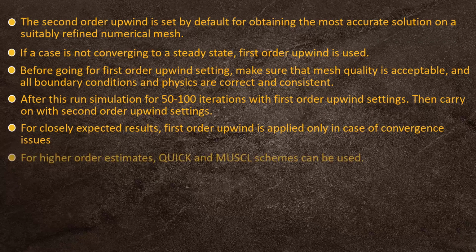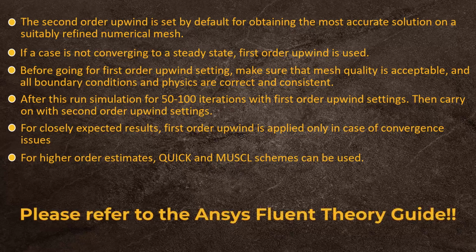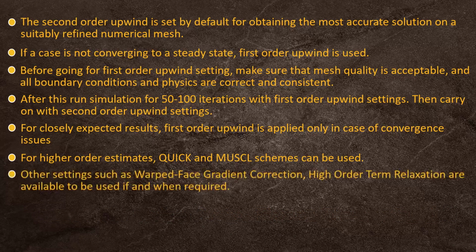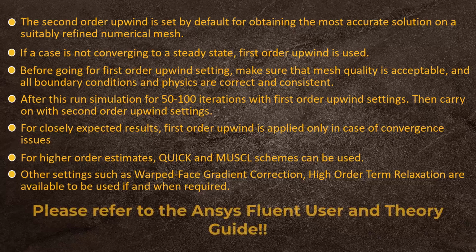For higher order estimates, QUICK and MUSCL schemes can be used. For a detailed discussion on the accuracy of these methods, please refer to the ANSYS Fluent Theory Guide. Other settings such as warped-face gradient correction and high order term relaxation are available to be used if and when required. These are advanced options and are beyond the scope of this lesson. Please refer to the user and theory guides to better understand the use case for these options.